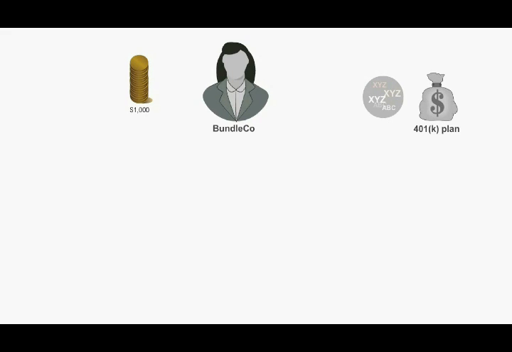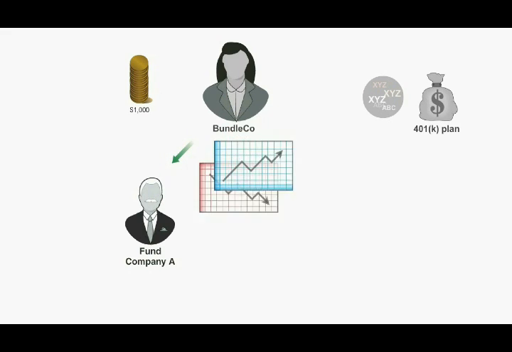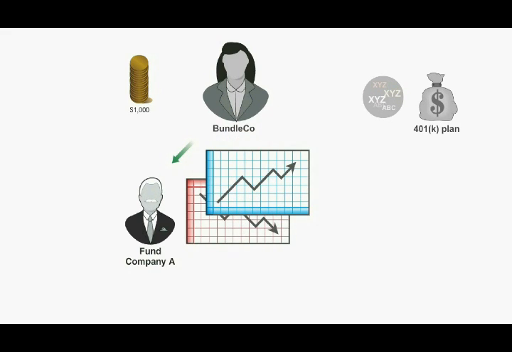BundleCo has a contract with Fund Company A to sell Fund A. Fund Company A agrees to pay BundleCo a portion of the fees they collect for marketing and distributing their fund. These fees, known as 12b-1 fees, are part of Fund A's expense ratio, which is the fund's total annual operating expenses, including management and other fees, expressed as a percentage of assets. Fund Company A agrees to pay BundleCo an annualized rate of 0.25% of plan assets.